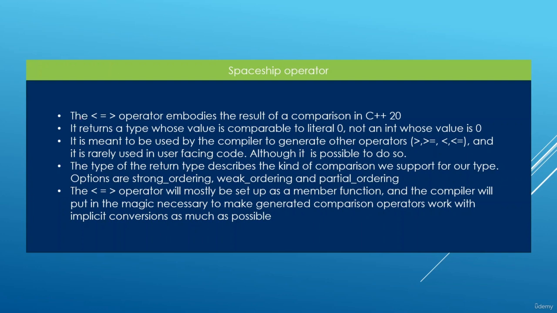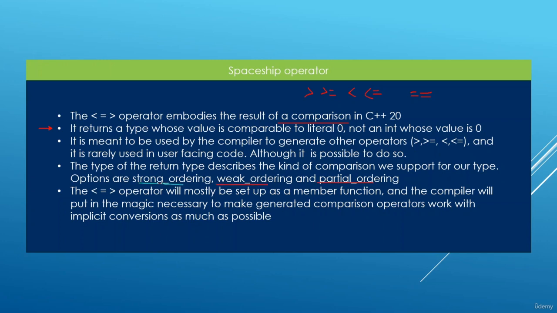Again, to sum up, the three-way comparison operator is going to embody the results of a comparison, and it can be used in one go to deduce the other operators. You can deduce the greater than operator, the greater or equals operator, the less operator, and the less or equals operator. And we're going to see a way we can set up the equals operator, I think, starting in the next lecture. The spaceship operator is going to return a type whose value is comparable to literal 0. And we have three options of types we can return from a spaceship operator. We can return strong ordering, we can return weak ordering, or we can return partial ordering.